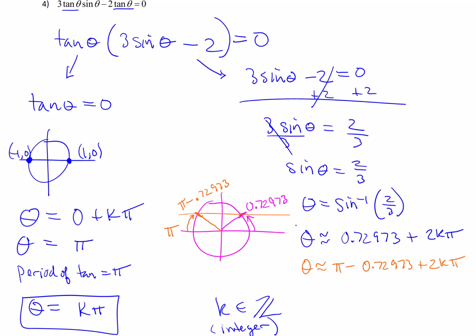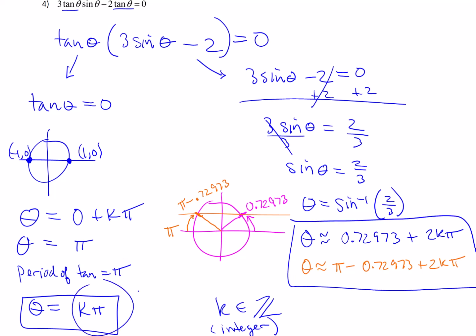And so then all of this would be our solution. The k pi from the first portion, and then these two other expressions where you have 0.72973 plus 2k pi and pi minus 0.72973 plus 2k pi.